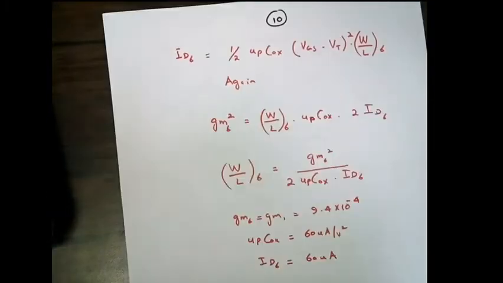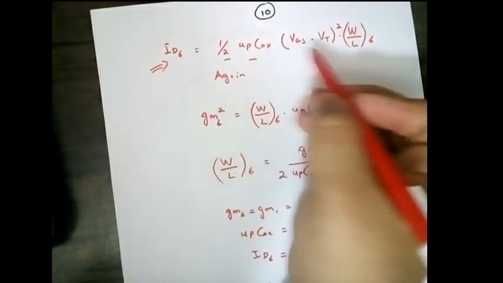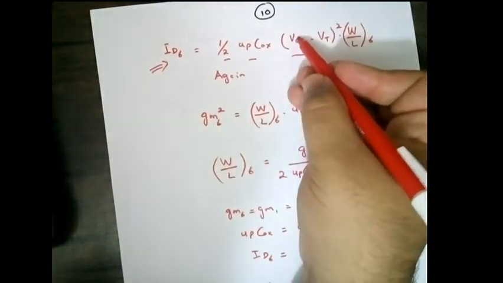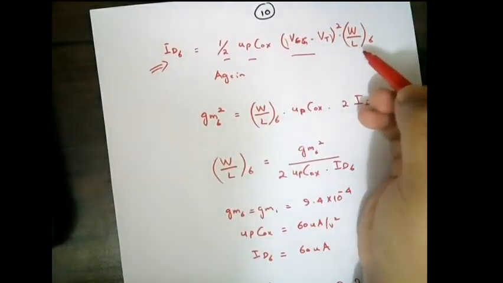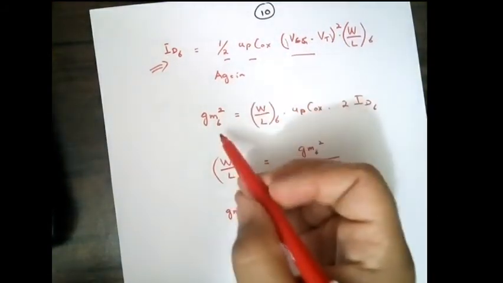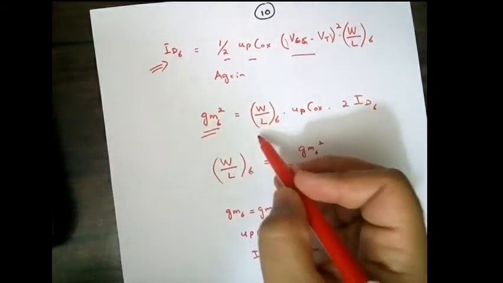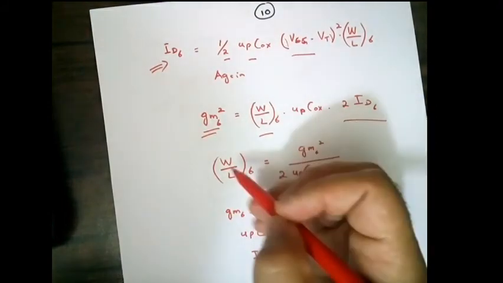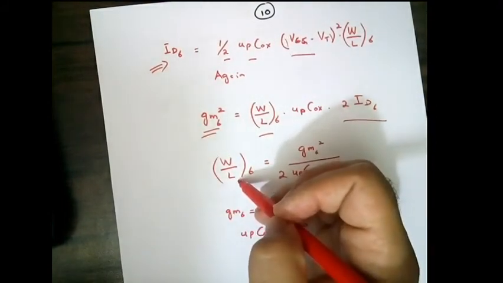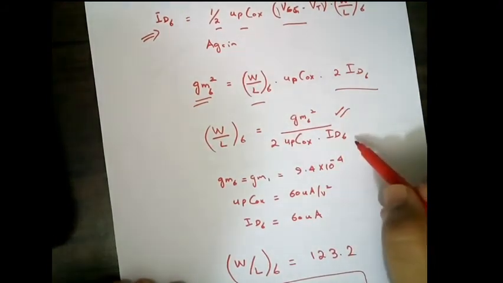We can just use the current equation again. ID6 this time is equal to half mu P COX times (VSG minus VT) whole square times W by L of M6. We take again the square, GM6 square, equals W by L times mu P COX times 2 times ID6. We can find W by L6 as GM6 square divided by 2 times mu P COX times ID6.